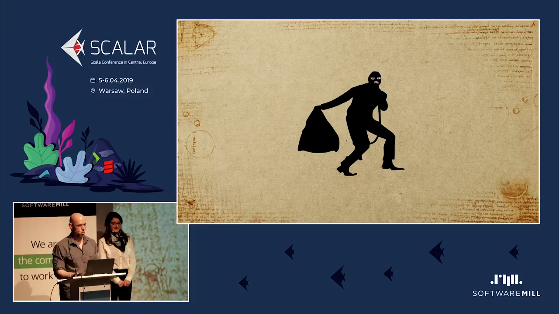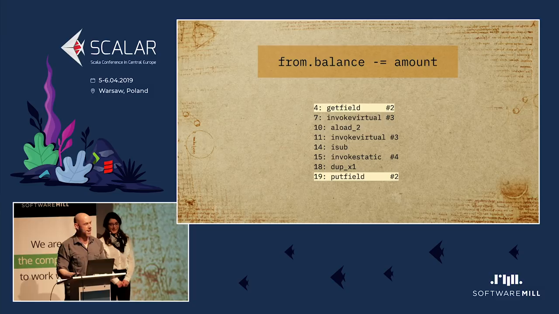The last exploit that we'll look at today involves taking advantage of the fact that instructions that may look atomic in your Scala program are actually not atomic. So this one here, from.balance minus equals amount, looks like it's atomic, but it actually compiles down to lots of different JVM bytecode instructions. And in particular, notice how far away the get is removed from the put. That's quite some distance and possibility for other things to be happening concurrently.